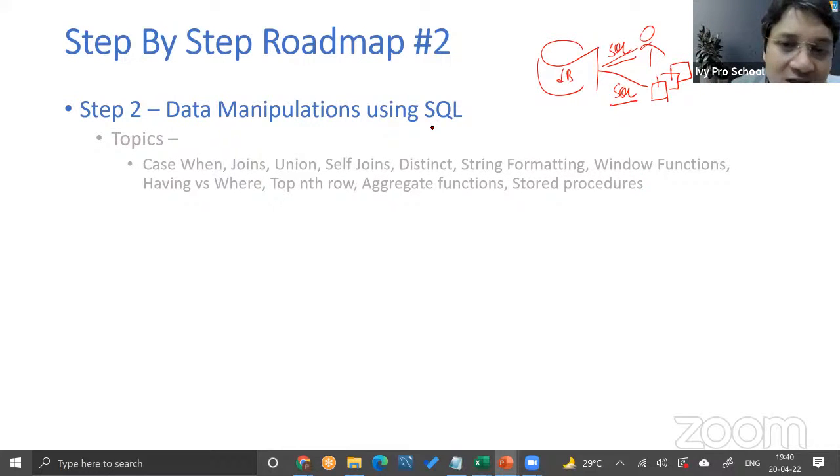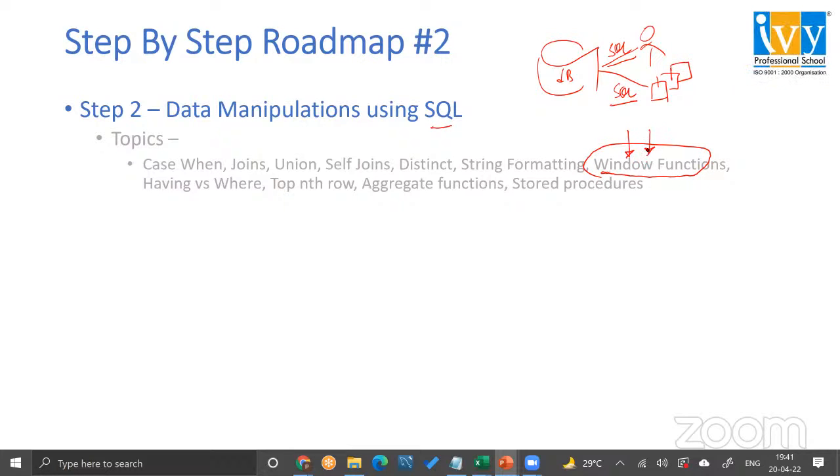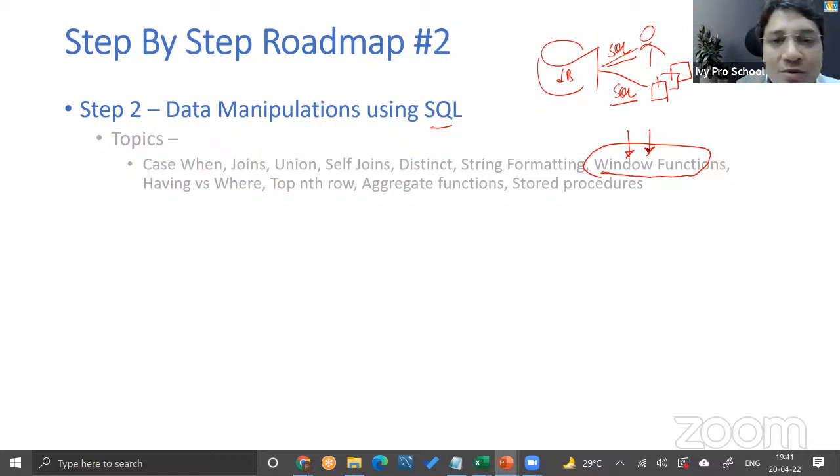So yeah, there is SQL and there is a programming level SQL as well. In data science, even if you do not know programming level SQL, you can still be all right. So what are the topics within SQL? Case and when, joins, unions, subjoins, distinct, string formatting, window functions. Very, very important, especially if you're working with an e-commerce kind of company.